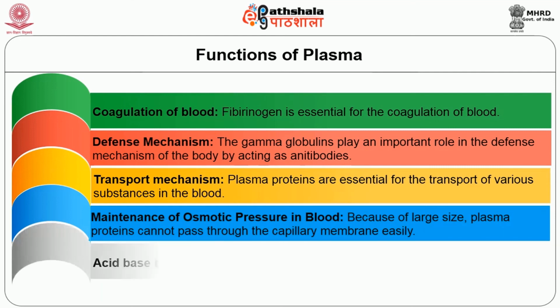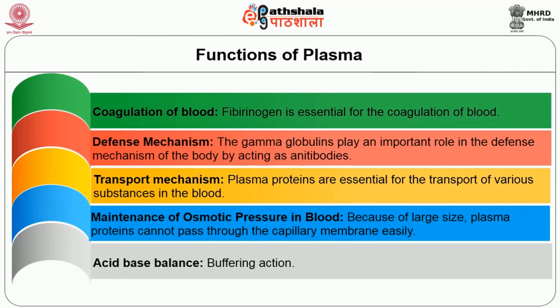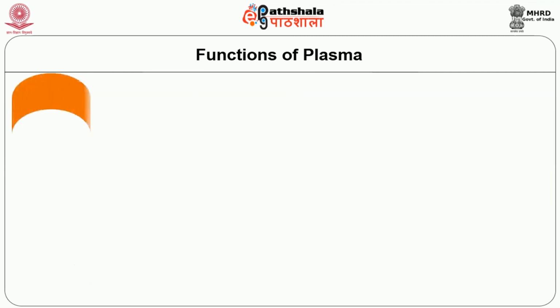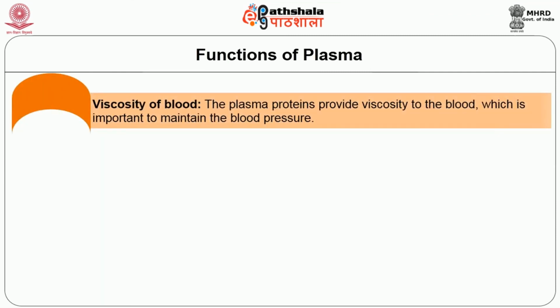The fifth function is acid-base balance, where it has a buffering action. Sixth one is viscosity of blood. The plasma proteins provide viscosity to the blood, which is very important in the maintenance of the blood pressure.